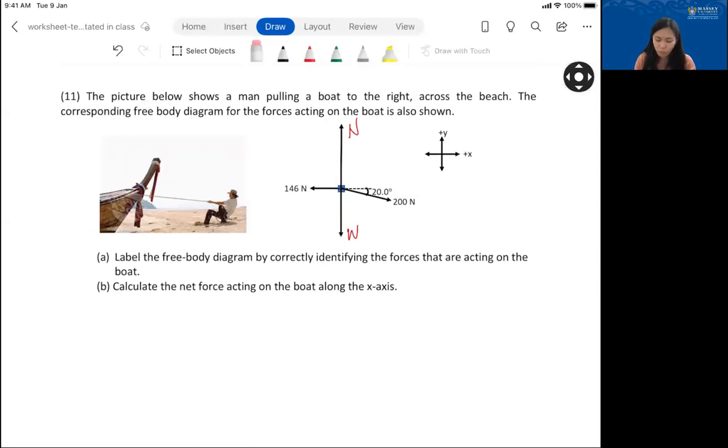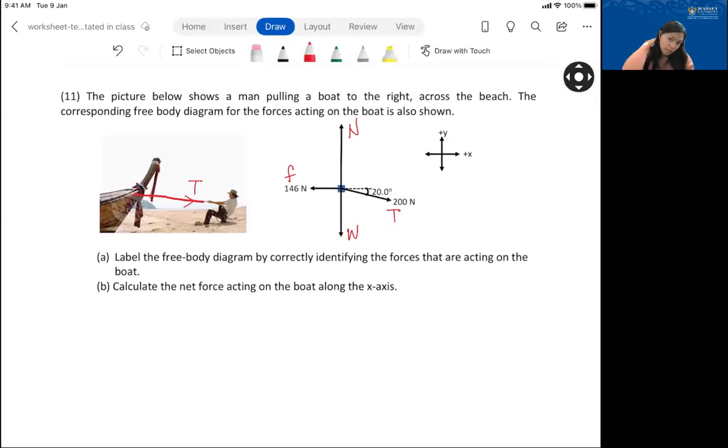What's this 146 Newton force that's to the left? It's against the direction of where the man is pulling the boat. So you're right, that's the frictional force. And then you have this 200 Newton force that's at an angle. You can just name that as pull force or tension force if it's via the string. So you have the tension force at an angle of 20 degrees.